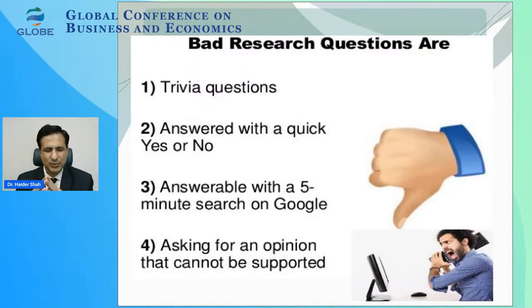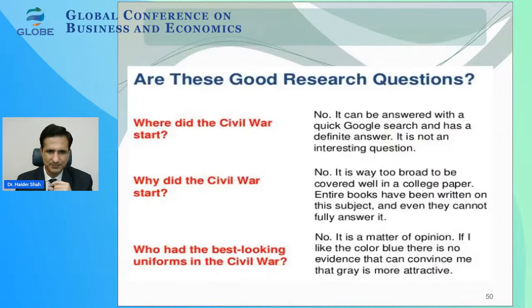Second, answerable with a quick yes or no. Some questions are like that, and they should not be drawn as the research question. Third, answerable with a 5 minute Google search. Sometimes we try to investigate certain phenomena which Google can answer within 5 to 10 minutes. So that is again not a good idea for a research topic. And then asking for an opinion that cannot be supported. So one must be very reasonable in asking the research question.